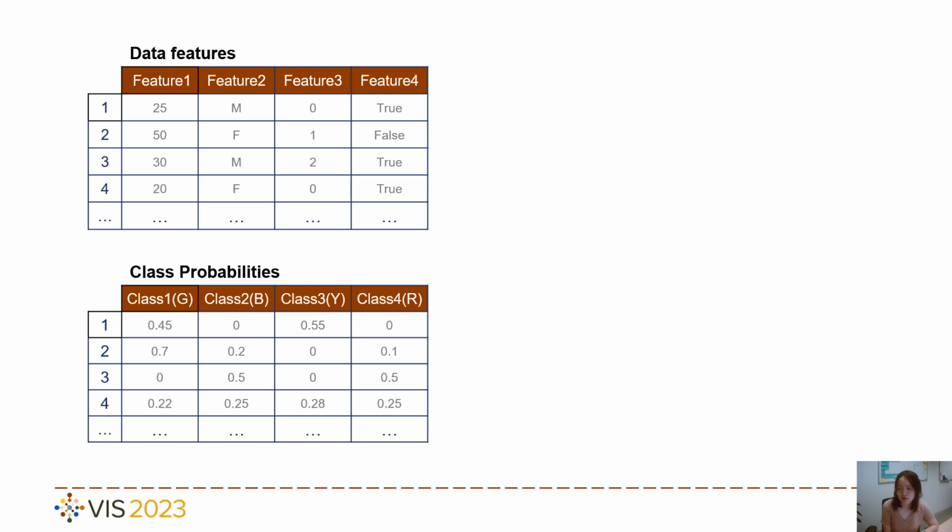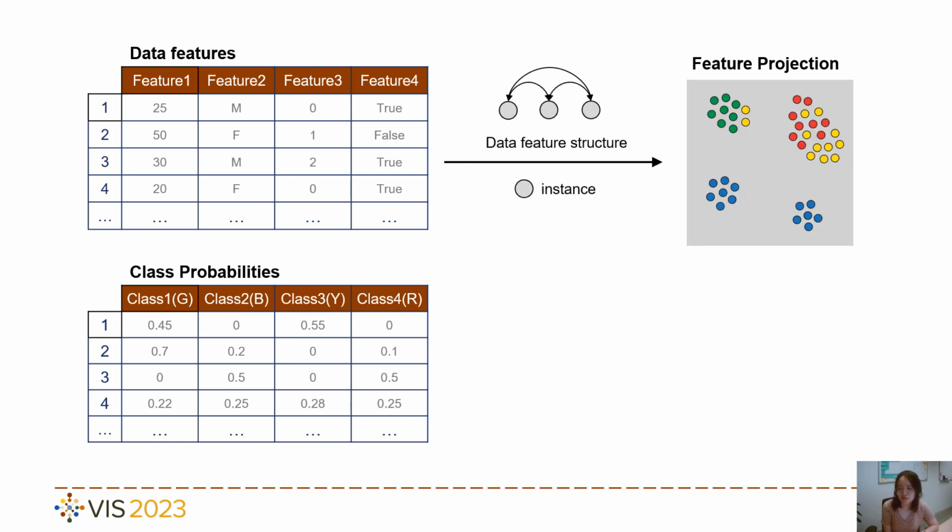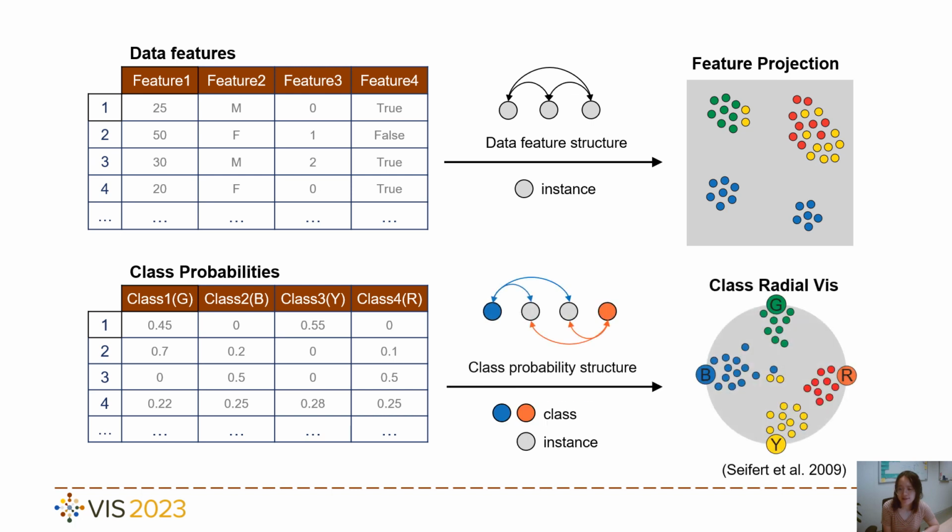When it comes to data features, our interest lies in understanding the similarity between instances in terms of their feature values. General dimensionality reduction methods such as multidimensional scaling or t-SNE are frequently used to show such data feature structure. On the other hand, when dealing with the class probabilities, the focus shifts toward understanding the relationship between instances and classes, which we term class probability structure.